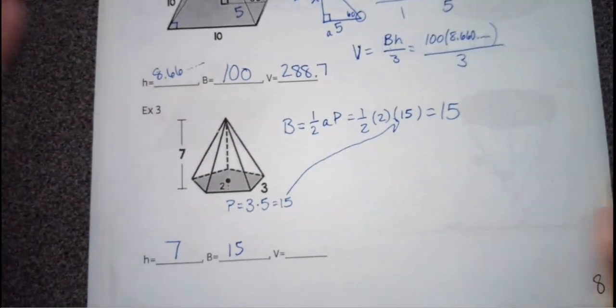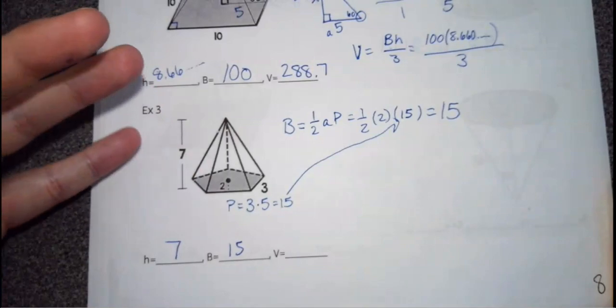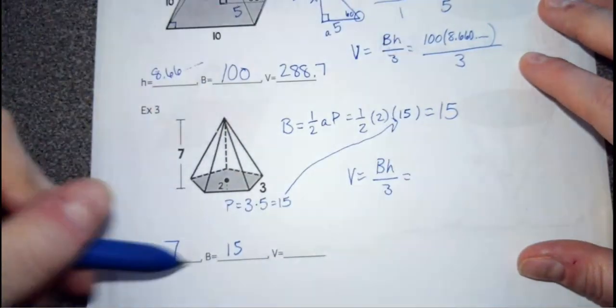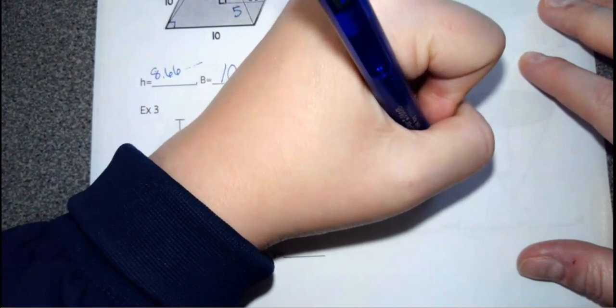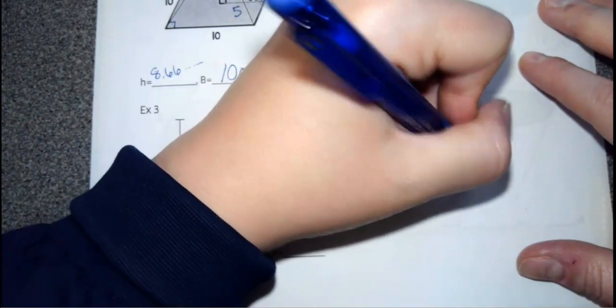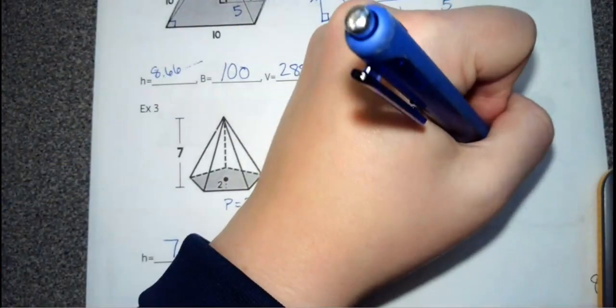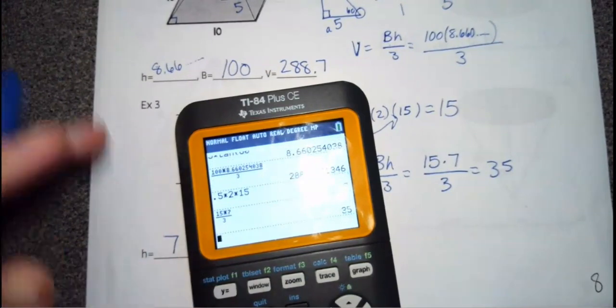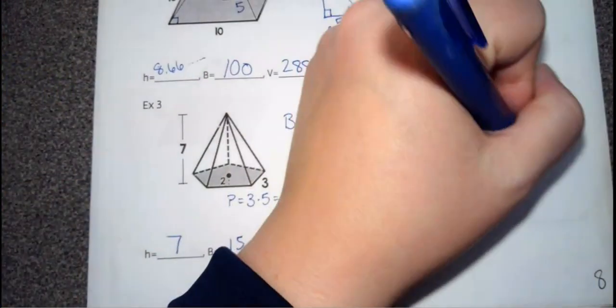So, I mean, overall, it's not all that complicated. I just slowly explained it to you. You guys should be able to get it fairly quickly. But our volume is just BH divided by 3. We have our B, we have our H. Let's just multiply them and divide by 3. And it should be 35 when we put that in the calculator. 15 times 7 divided by 3 is 35.